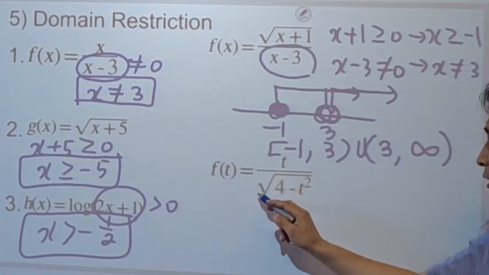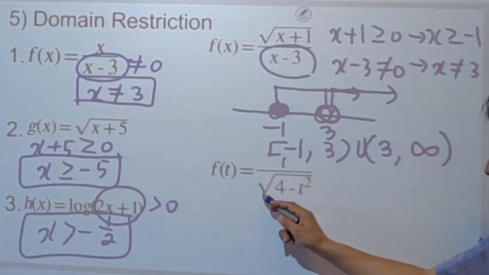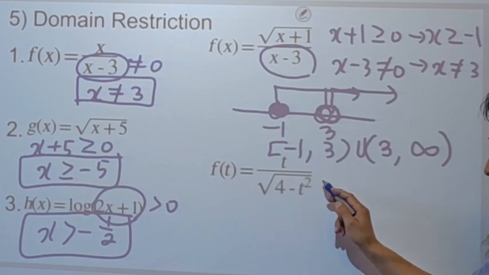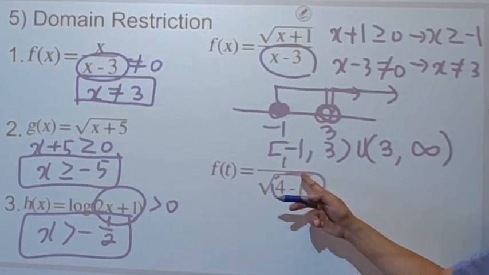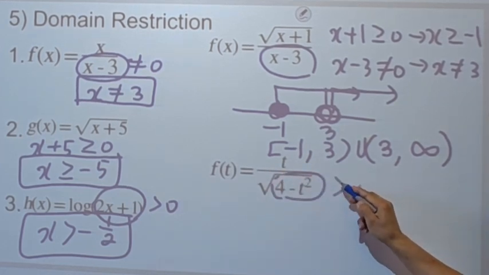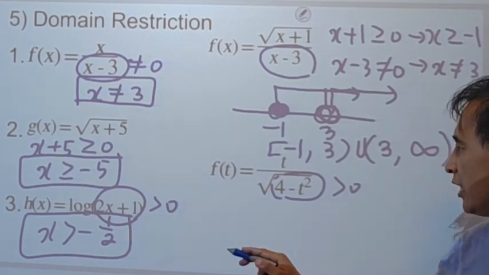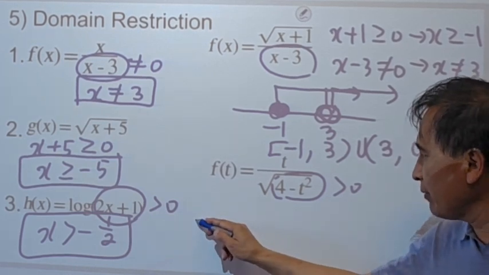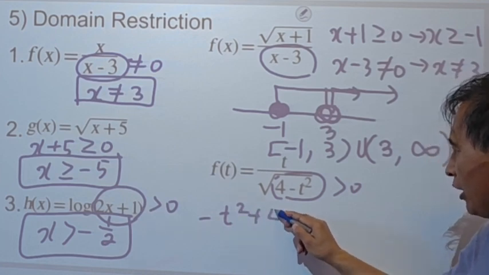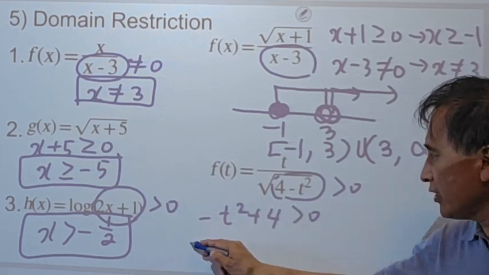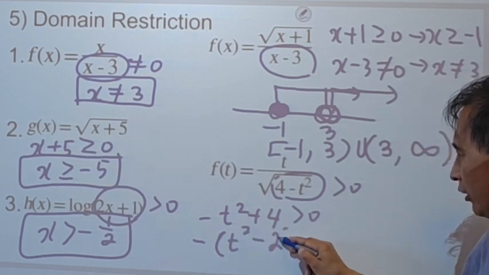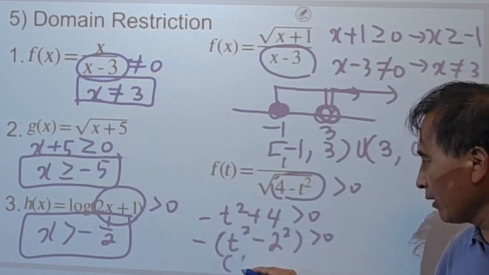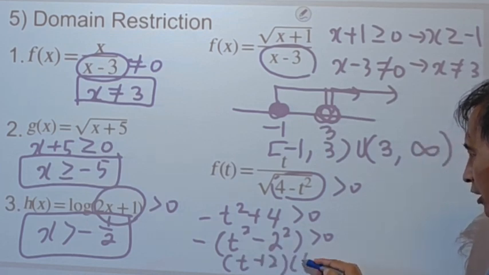And then this one here has a denominator, but also a square root. The denominator cannot be 0, but the inside of this, 4 minus t squared, should be bigger than or equal to 0, but because it cannot be 0, it should be bigger than 0. So 4 minus t squared is bigger than 0. There are several ways to do it, but let's say minus t squared plus 4 should be bigger than 0. You can take the negative out, and 4 is 2 squared, so you can factor it, t plus 2, t minus 2.